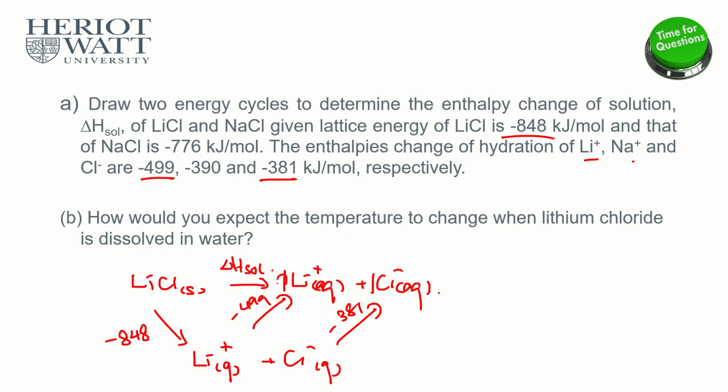Therefore, the values are 499 and 381. What if I have 2 lithium? Make sure you multiply by 2. But this doesn't apply for any group 1 metal because it's always 1. Anyway, so you got the values here.